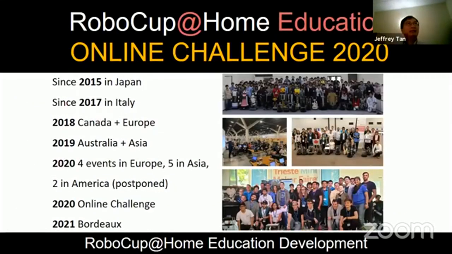Okay, so just a brief history. We started in 2015 from Japan. So the first ever RoboCup at home education challenge happened in Japan, in RoboCup Japan Open 2015. So that was the first time. And you can see the photo, the first one on the right hand side.